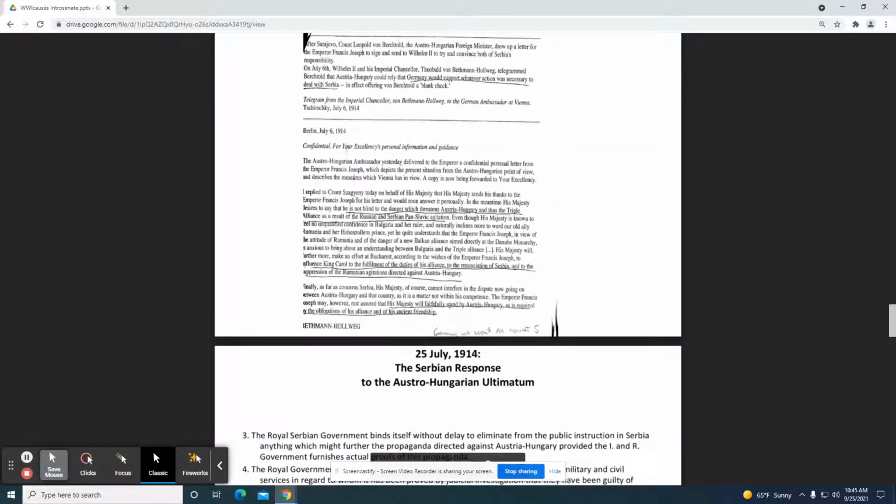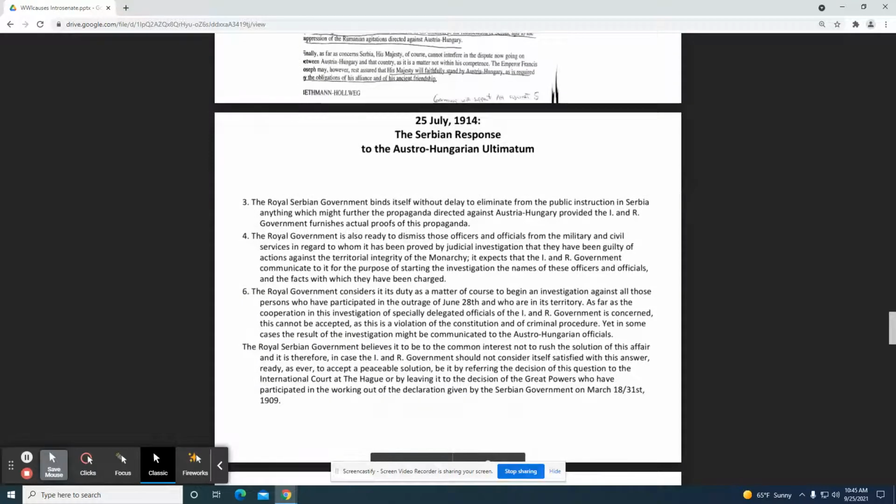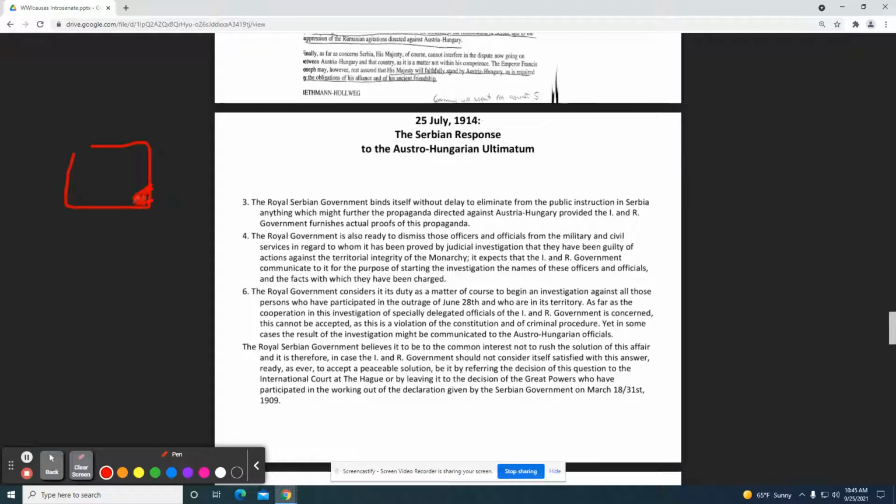Now let's take a look at some more documents here. So this is the Serbian response. So in this document here, remember, there's only a small portion of Serbia. I'm making this up. This map means nothing. It's not historically accurate, but we're pretending that this represents the people that are supportive of the terrorist organization.